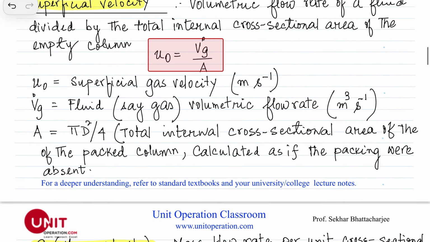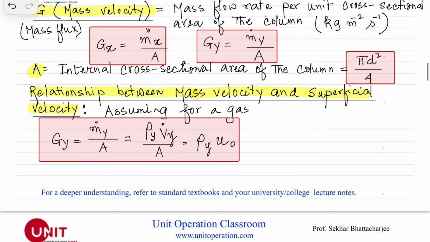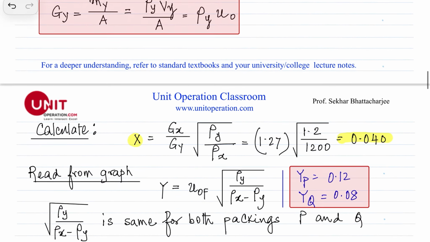So, what is the relationship between the mass velocity and the superficial velocity? Mass velocity, of course, is the mass flow rate divided by the area of the column. The mass flow rate, of course, is the density times the volumetric flow rate, divided by the area of the column. Now, this, of course, is the superficial velocity. So, the mass velocity is equal to density multiplied by the superficial velocity. We're going to use this equation in our calculation.